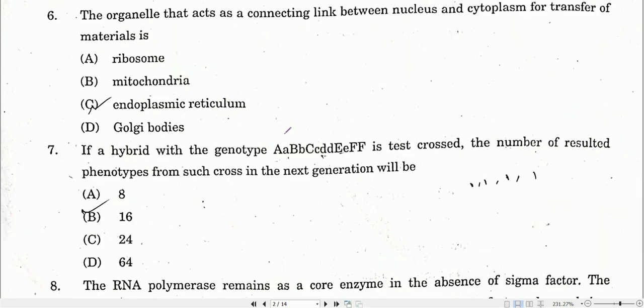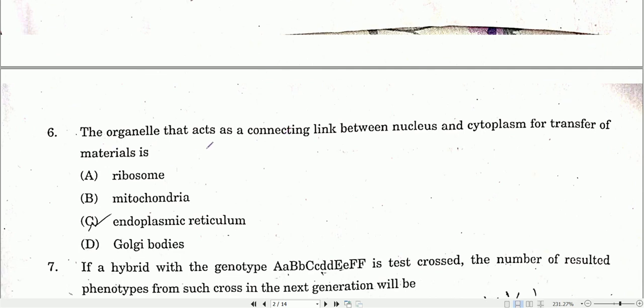Coming to question number 6. The organelle that acts as a connecting link between nucleus and cytoplasm for transfer of material. Okay, so here the endoplasmic reticulum or ER takes that kind of function. So option C will be the correct one.